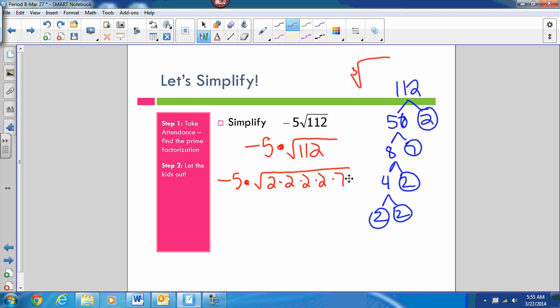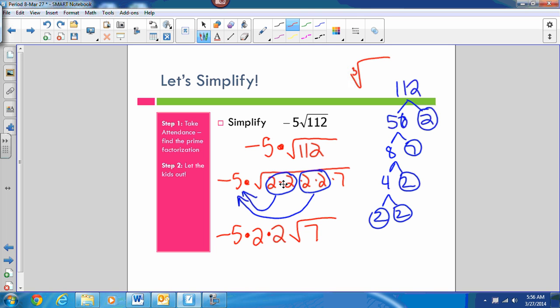Alright, so again, I'm going to do the same thing. This time, again, my index is not there, so the index is assumed to be 2. So I'm kicking out pairs. So I have a pair of 2's that I can kick out, and I have a second pair of 2's. Yes, that leaves me with no 2's inside, but that's okay. Remember when I kicked them out? I just want to see what got kicked out, how many pairs got kicked out. So I have -5 times 2 times 2 square root of 7.